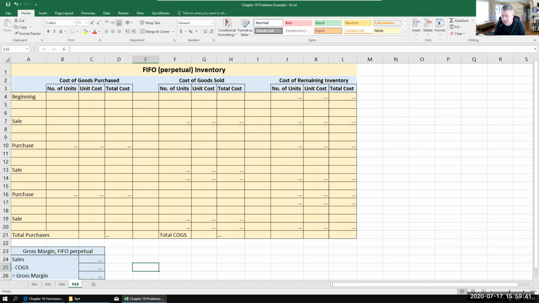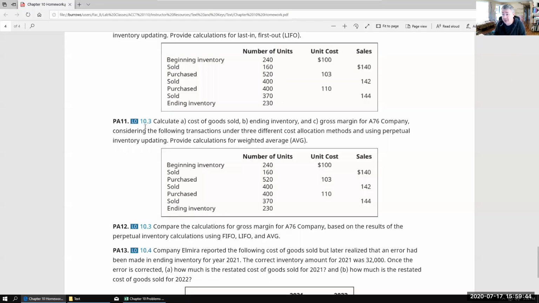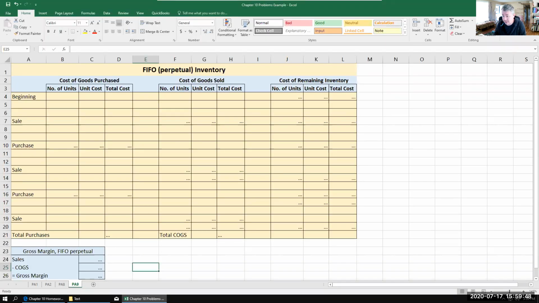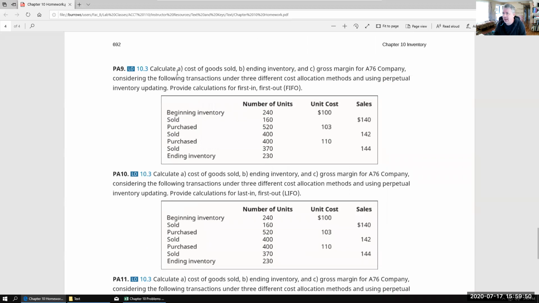In the problem, we'll pop over to it right quick. This is number 9, correct? All right, yes, number 9. And we're using FIFO, it tells us what we're doing, so we don't have to worry about doing multiple calculations. We want the cost of goods sold, ending inventory, and gross margin for this company called A76.